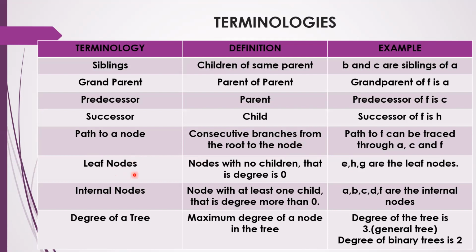So leaf nodes. Leaf nodes means the final thing. In a plant, if you see, the leaf is the final thing. So it does not have any more children, right?